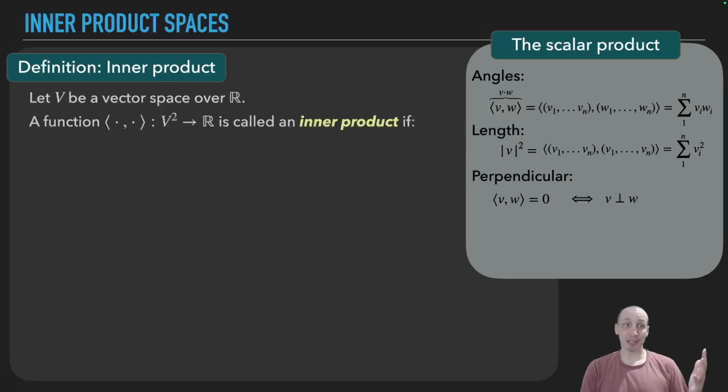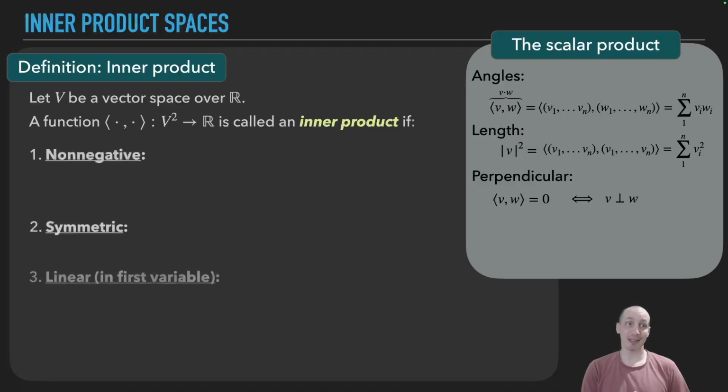And the inner product is going to be a function which takes two vectors and returns a scalar. Now, in general, when we talk about multiplication of numbers, it takes two numbers and returns a number. So it returns the same kind of element. But you need to remember an inner product takes two vectors and returns a scalar. Now, this function should satisfy three conditions: non-negative, symmetric, and linear.